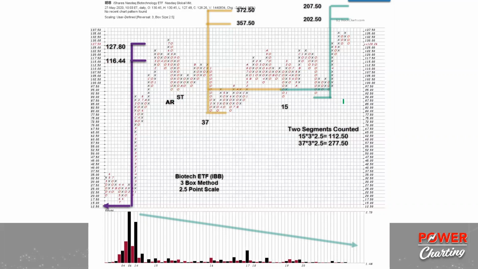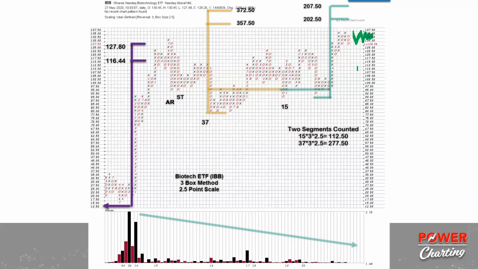There are two segments that we're going to work with initially, and that is the segment in green, which is 15 columns, 3-box reversal, 2.5 point scaling, and this generates 112.5 points of potential. So here we are at the top of the range. We were talking about there being a shallow backup and a pause.